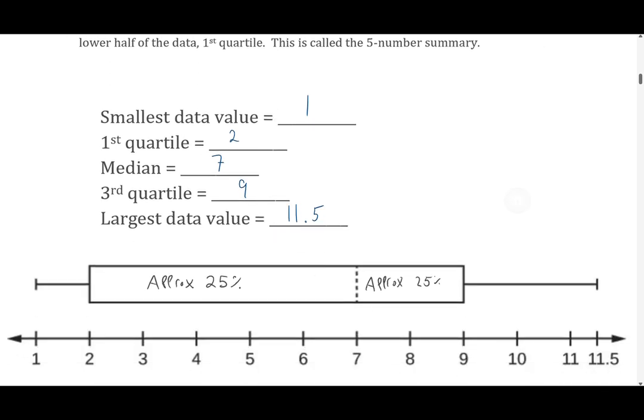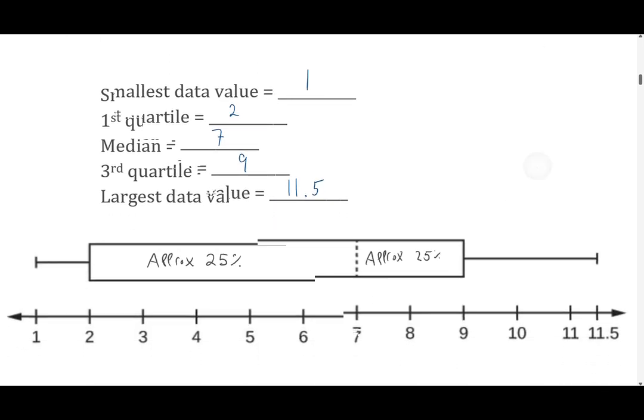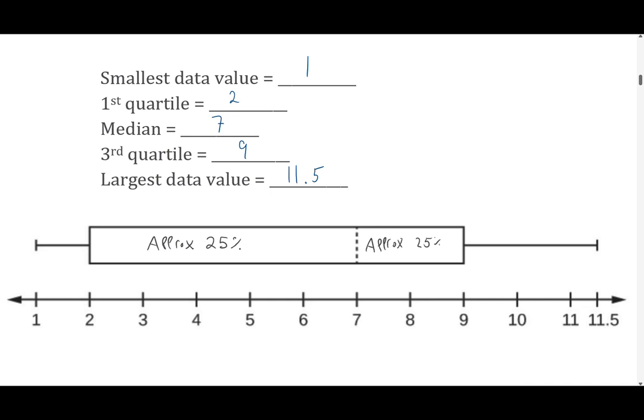Now, in order to create a box and whisker plot, or in order to read a box and whisker plot, all we need to do is understand that each of these vertical lines on our box and whisker plot, which I'm highlighting in red, represent one of the 5-number summaries. So this value here would be the least value or the smallest data value. This value here would be the first quartile. This value here would be the second quartile, or the median. This value here would be the third quartile, and this value would be the max, or the largest data value.